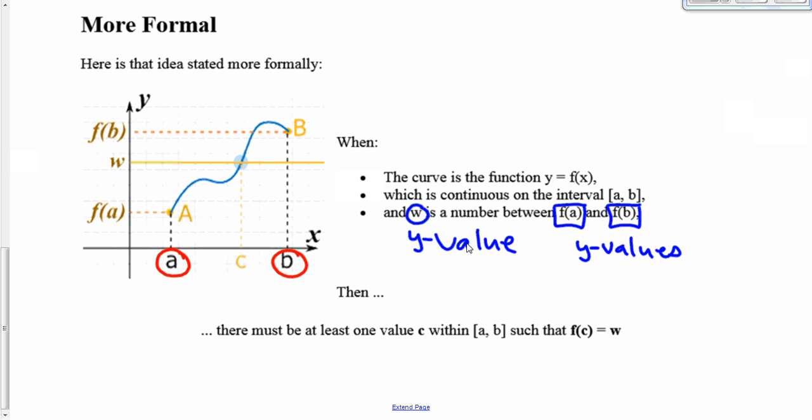f of a is just the y value at x is a. f of b is the y value at x is b. So there's some w that lies in between the two y values. So we know that there's at least one value of x that has to be in between our a and b, so that my w has to lie in between the two y values, f of a and f of b. So that's the mathematical way to state the intermediate value theorem.